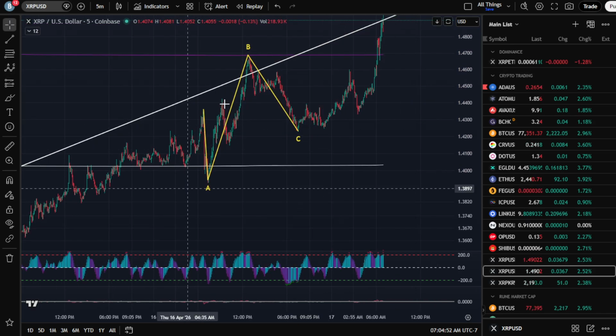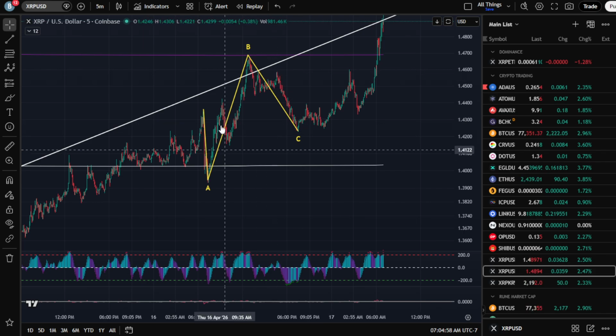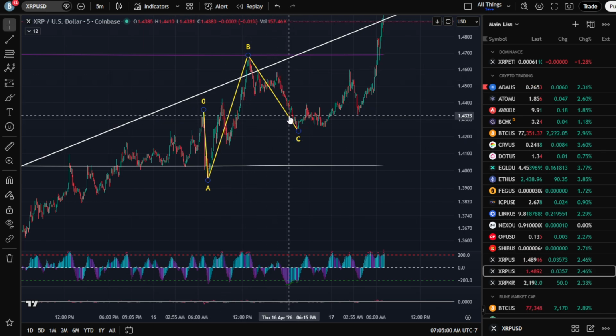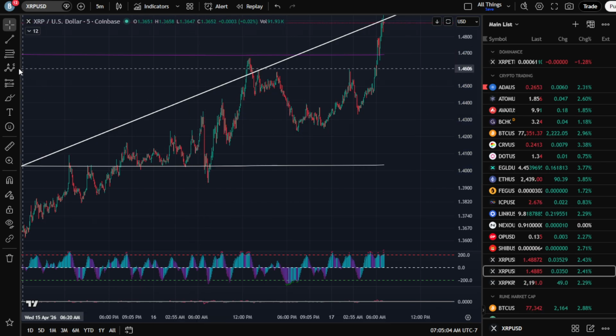And I was able to trade, luckily, most of this. I shorted here, then shorted again here. Was able to short this and then ran the long there. So it was a pretty good day yesterday. Was able to navigate this corrective structure pretty well.